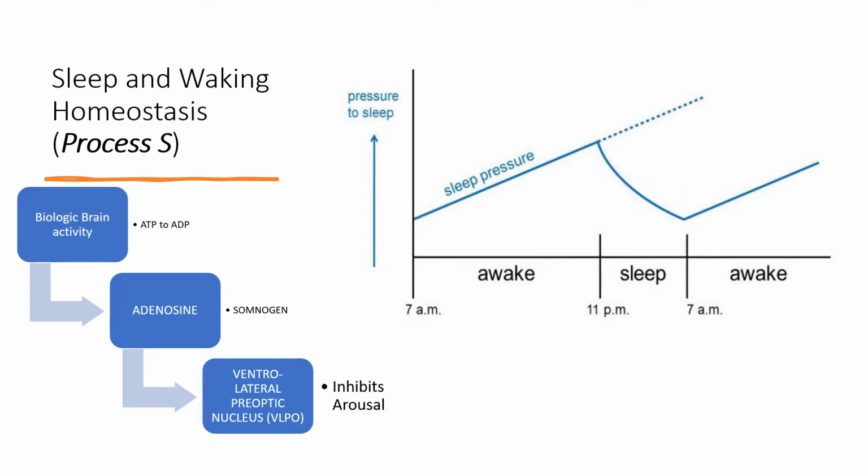This is driven by biological brain activity releasing somnogens such as adenosine, and this somnogen makes one go to sleep. It acts on the ventrolateral preoptic nucleus and keeps us away from getting aroused. Coffee is a very important opposing chemical which blocks the adenosine, and if you keep drinking caffeine through the day, the adenosine effect is gone and so is the sleep influence.